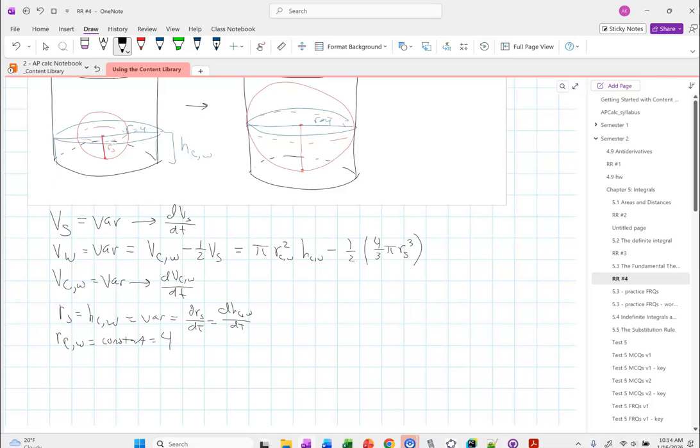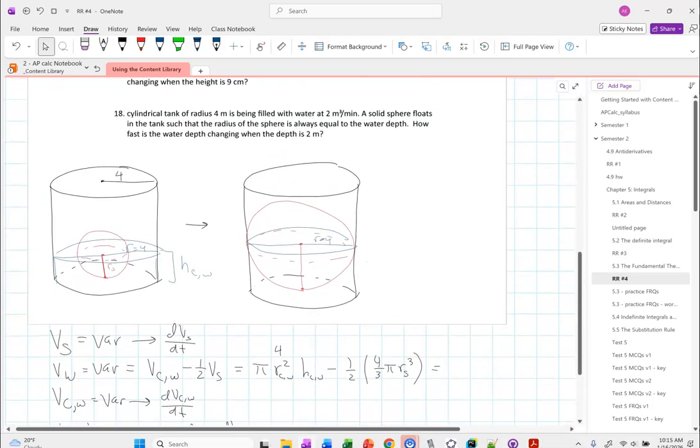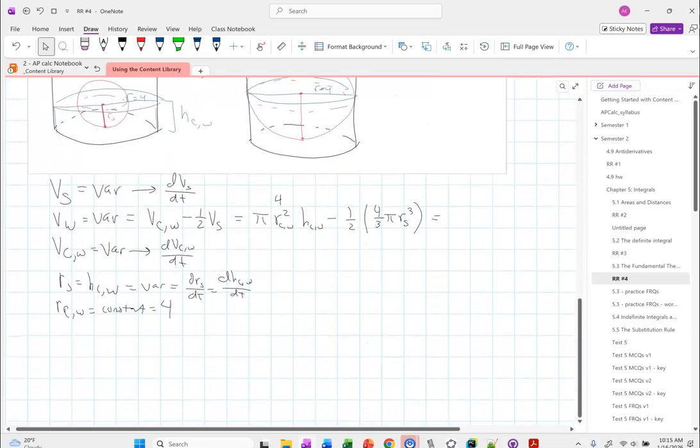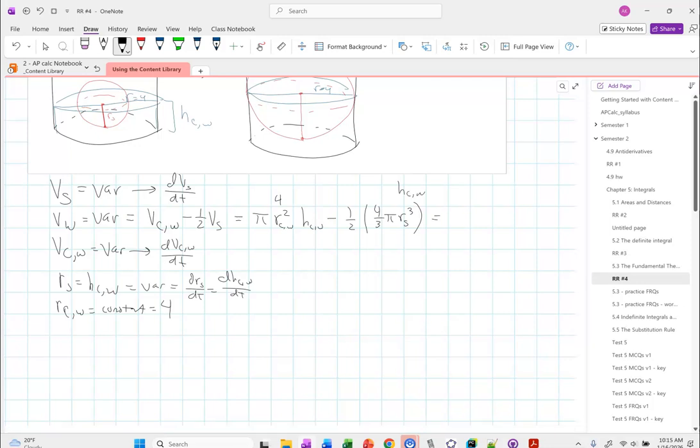And I know that the radius for that cylinder of water is just 4. And I know that the height of the cylinder of water and the radius of the sphere are the same. What was it asking for? How fast is the depth of the water changing? So let's call this all heights of water. Wait, it's just so that dr/dt and dh/dt are the same. Right? Those two rates will be the same because the variables are the same.